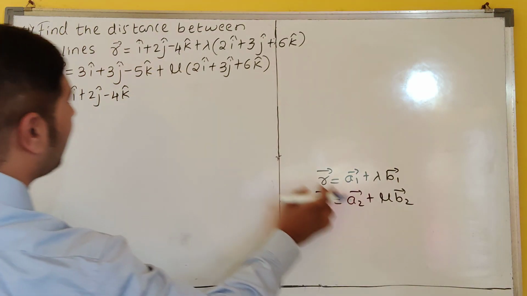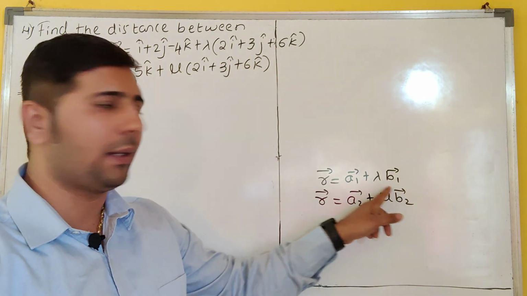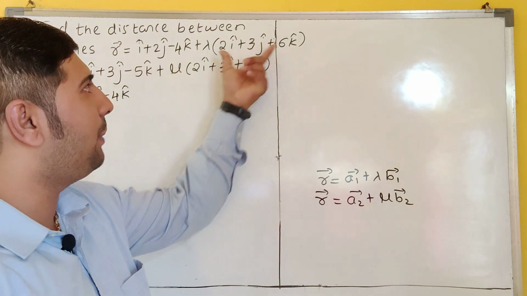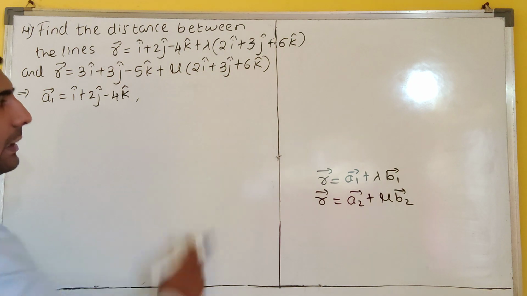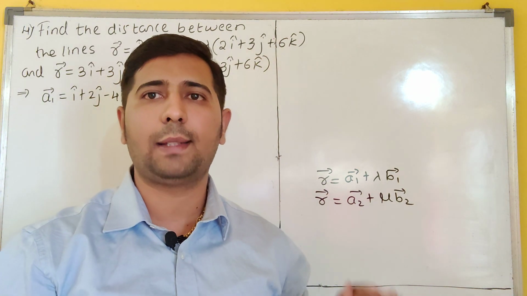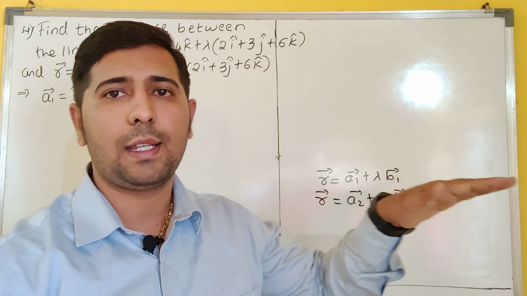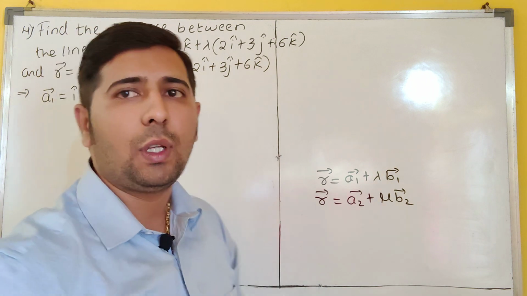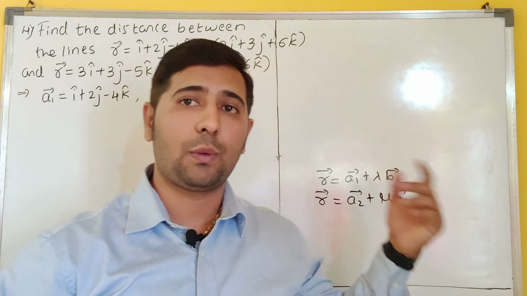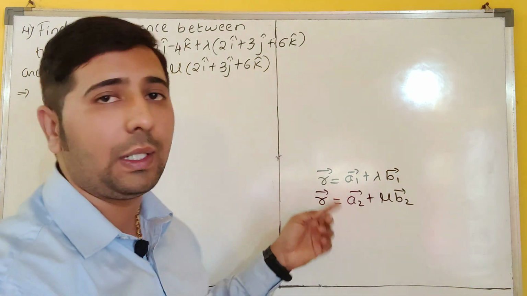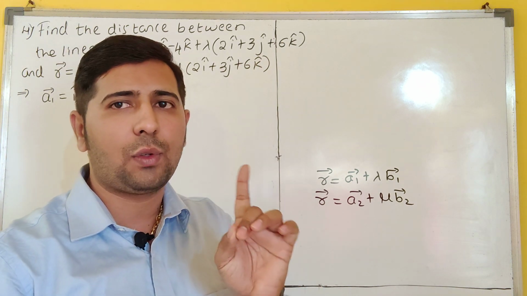And what is a2, dear students? First we will compare a1 plus lambda into b1. a1 we got, lambda into b1, b1 you see, b1 is 2i cap plus 3j cap plus 6k cap. So here b1 and b2 are same only. When b1 and b2 are same, these lines are said to be parallel lines, dear students. So if these lines are parallel, we have another formula, not the one we solved in the previous class. This is the only question which is having parallel lines, no other questions are there.